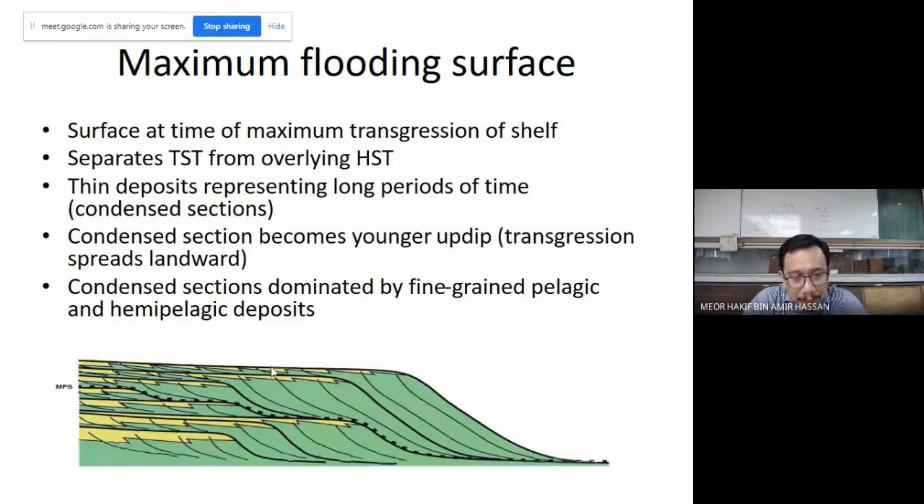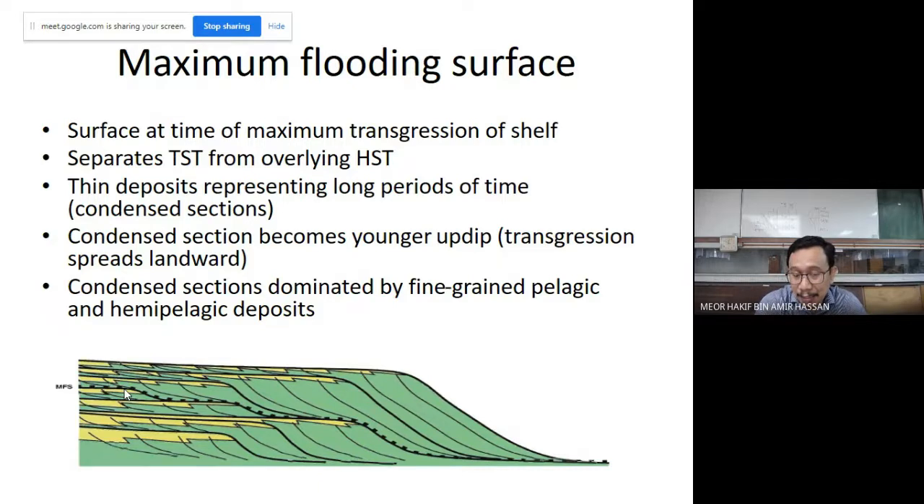Now, another thing about MFS surfaces, the age of the surface is different in different parts. It's going to be much older here and much younger further landward. Why? Sebab dulunya air laut sampai sini je. So deposit sini umur dia ini yang paling awal. Earlier deposition was here because sea level was only up to here. But then sea level rose, you get more deposition on this part here. Sea level rose, more deposition here. So your deposits become younger and younger and younger on the maximum flooding surface.